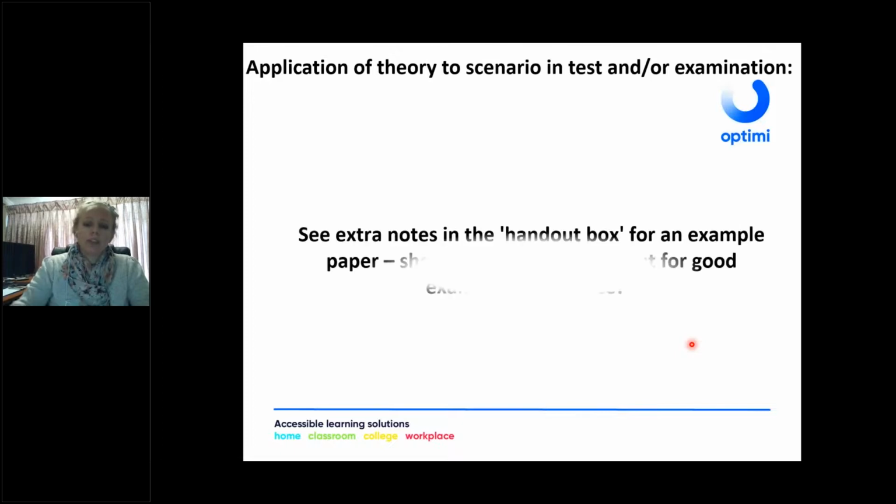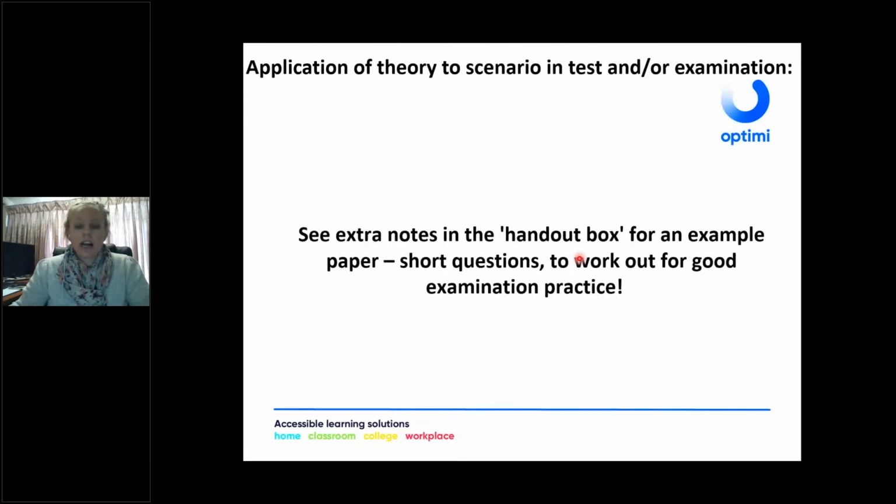Okay. You will see in your handout box, I have given you an example of a paper. It's only the short questions that you can work out. This is for good examination practice.